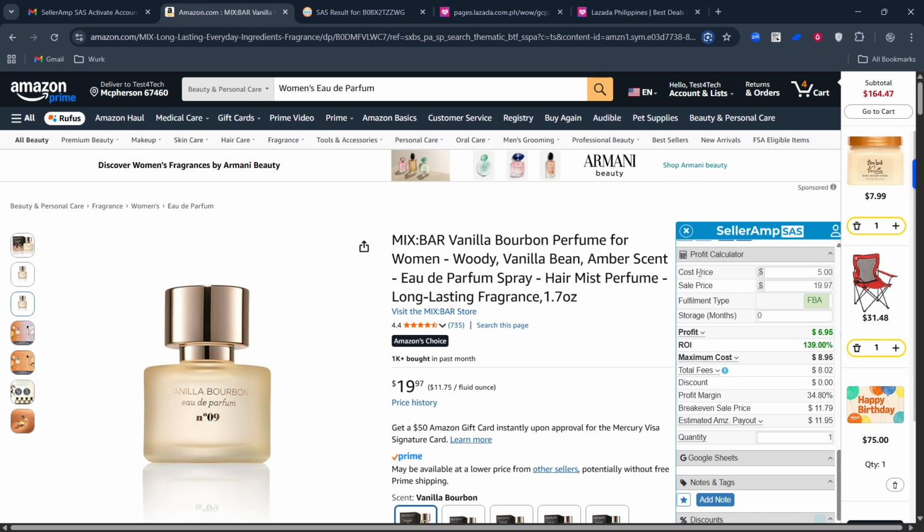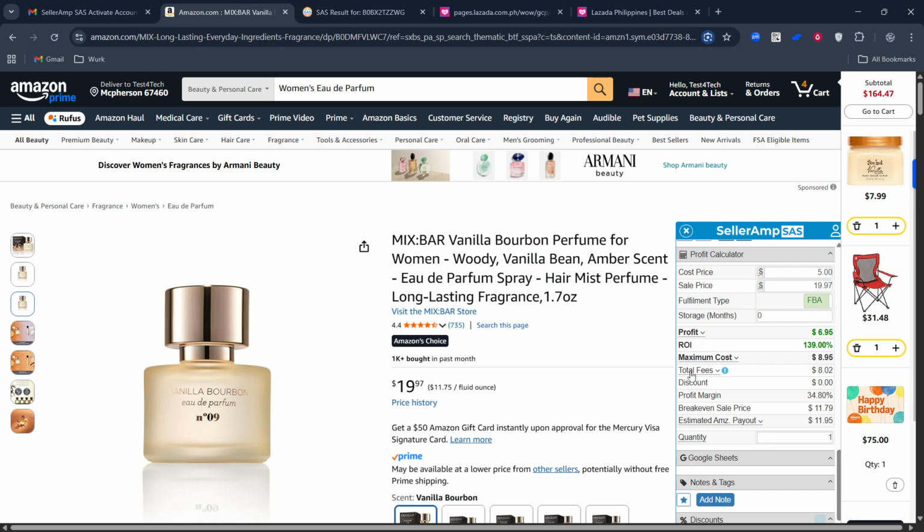Now check ROI, which is often the most important metric for resellers. ROI stands for return on investment, and it shows how quickly your money grows. The formula is ROI equals profit divided by cost times 100. Using the same example, with a $3 profit on a $10 cost, your ROI is 30%.